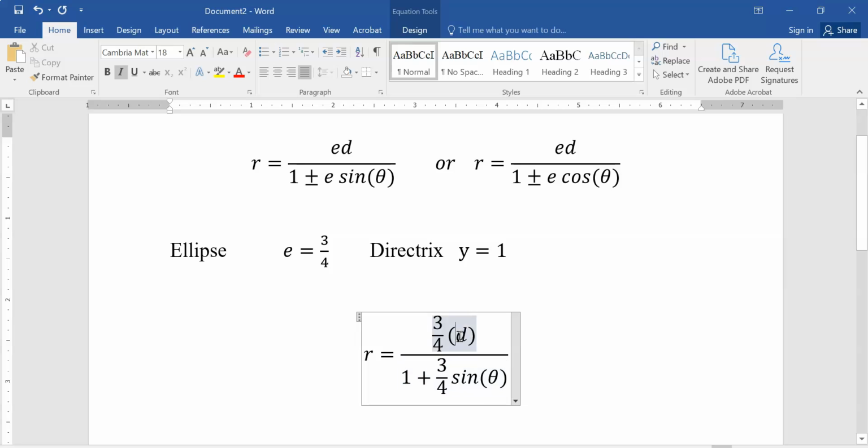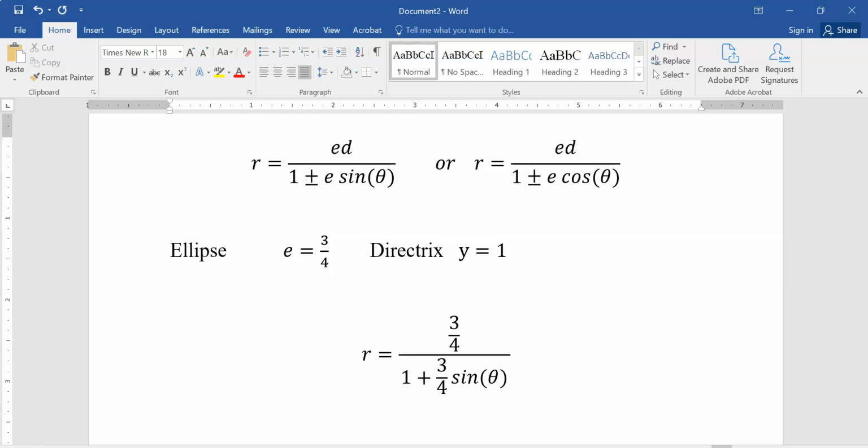The d here, well, since y is equal to 1, the distance from the origin or the pole to y equals 1 is simply 1. So we get r equals 3/4 times 1 over 1 plus 3/4 sine theta. 3/4 times 1 is just 1. So if you'd like to simplify that to 3/4 over 1 plus 3/4 sine theta, you can. And that is the equation of the ellipse you want.